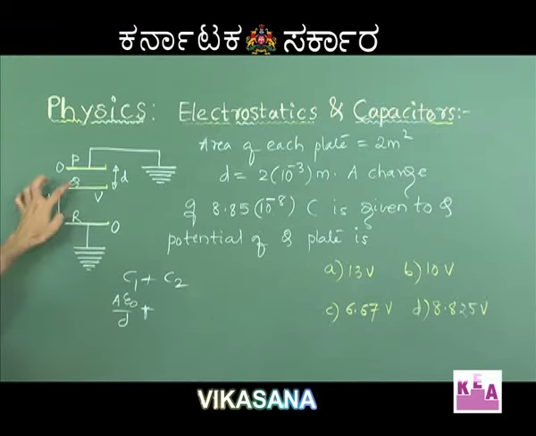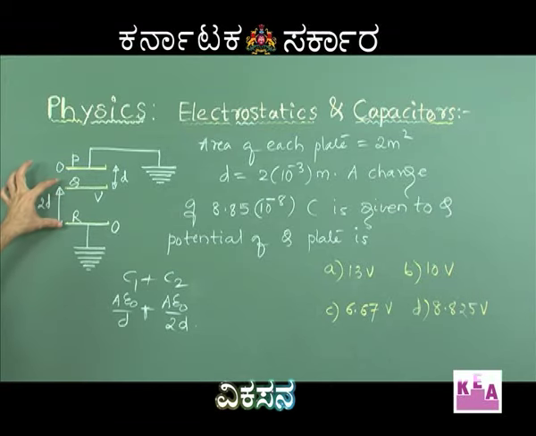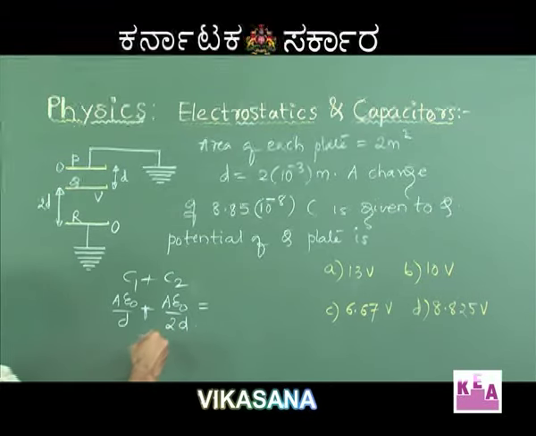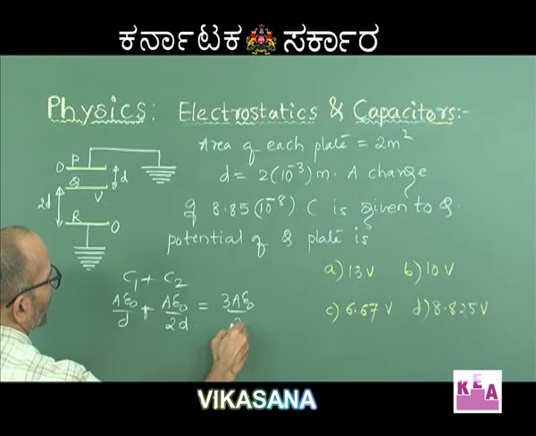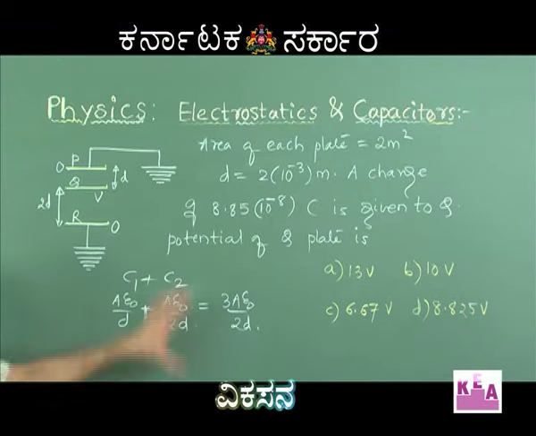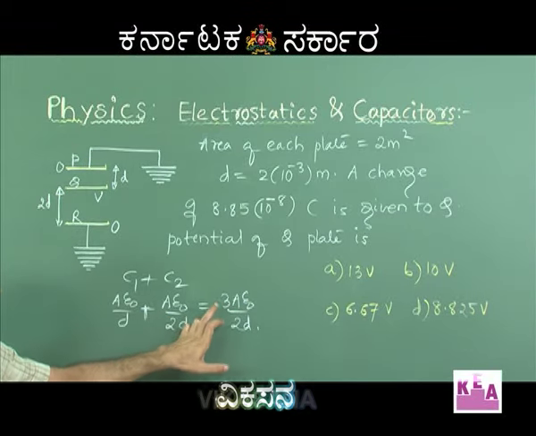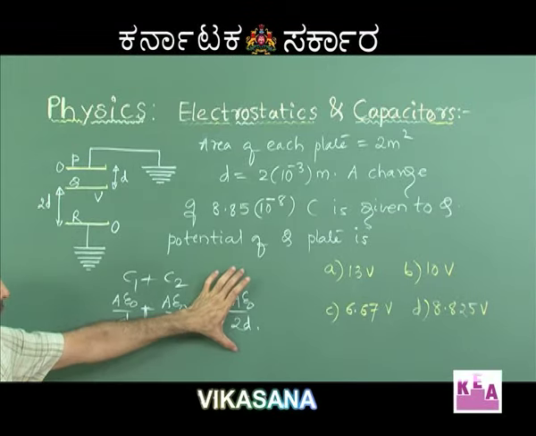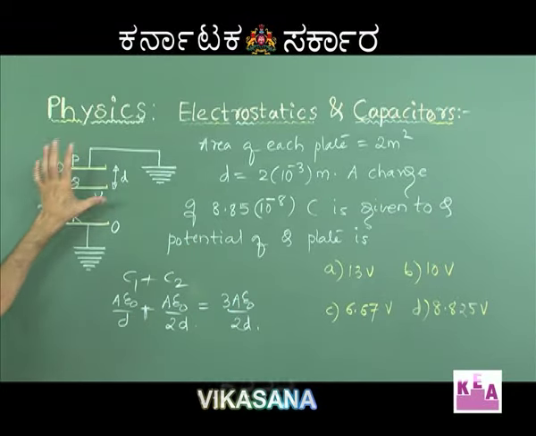And the one between Q and R is C2, where you will be writing A epsilon naught divided by 2D, because the separation is 2D there, and that makes C1 plus C2 as 3A epsilon naught divided by 2D. Now, this is one single capacitor of capacitance 3A epsilon naught divided by 2D, on which there is a charge given and the potential difference is V.